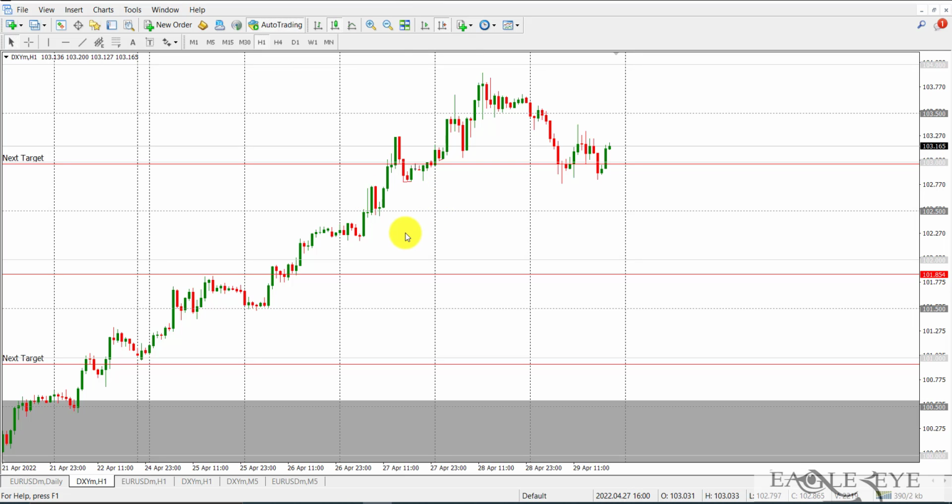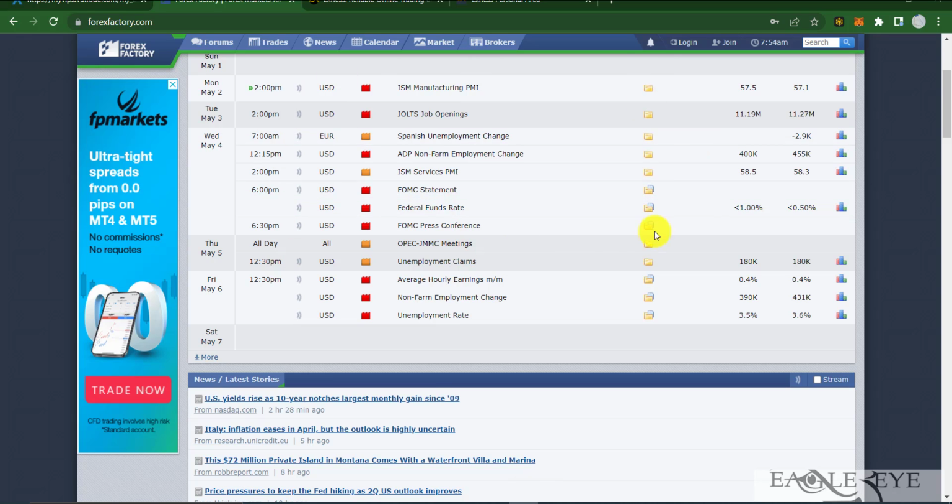So that is it. Let's see what happens in the coming week. Just be careful with these news releases, they are very high impact. Okay, so that is it.